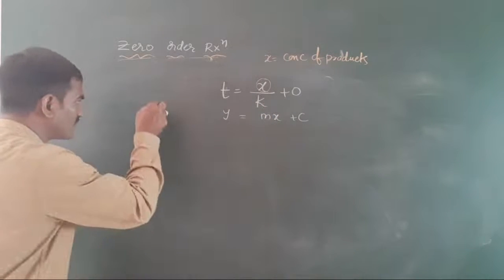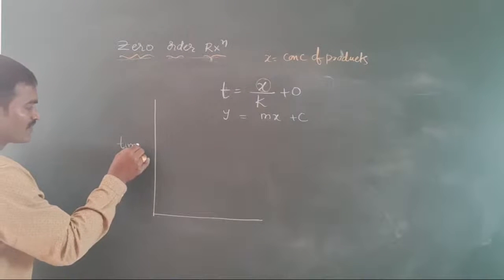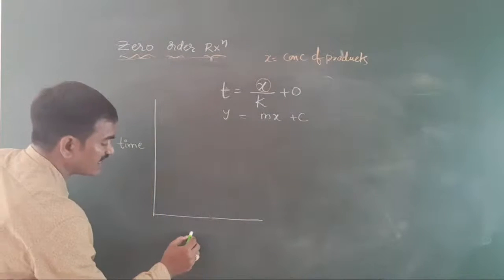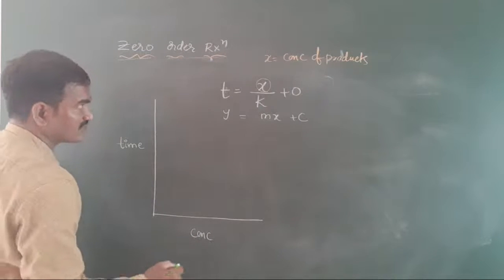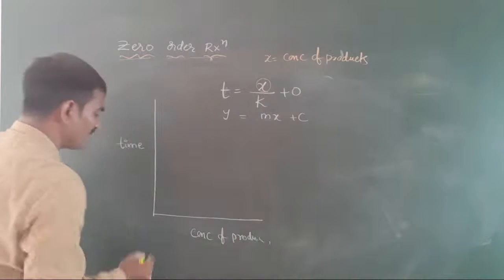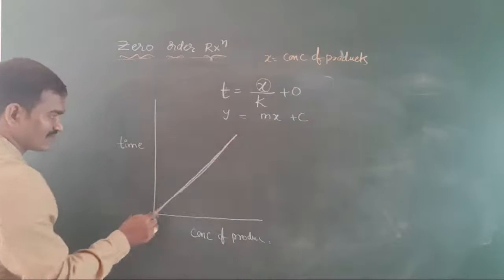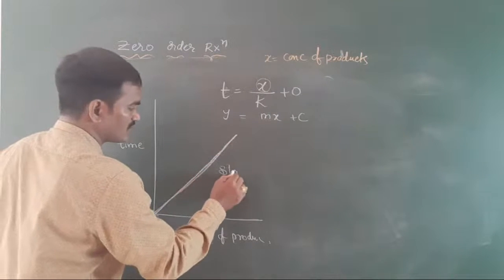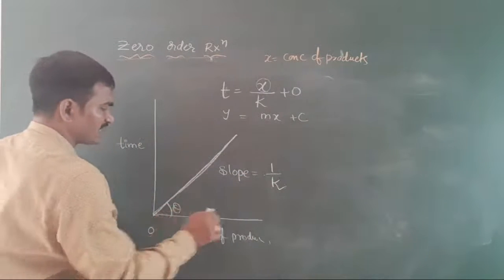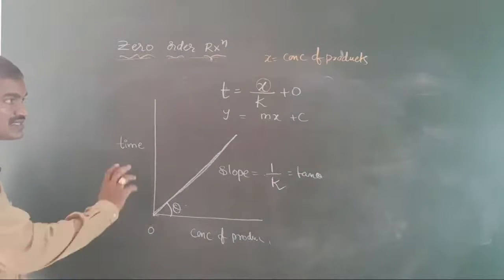So now you take the graph. This is the y-axis, on which I am taking time. Now on the x-axis, I am taking concentration of products. So 0. Now the graph is coming like this. Have you got it? So this is the slope. Slope is equal to 1 by k, so you can take tan theta.